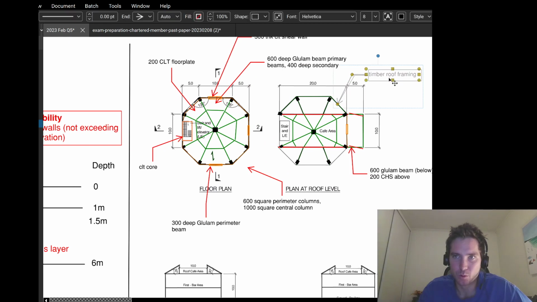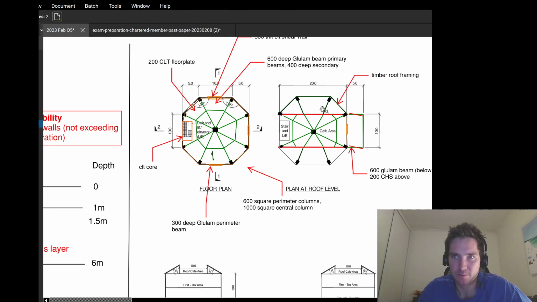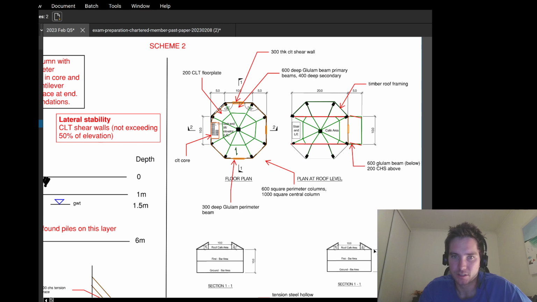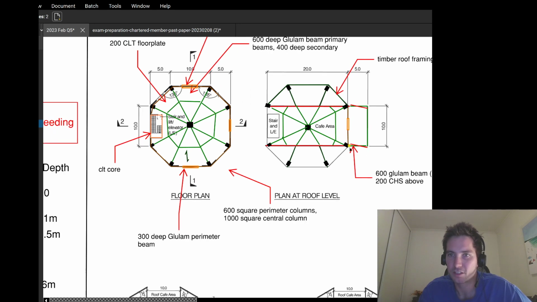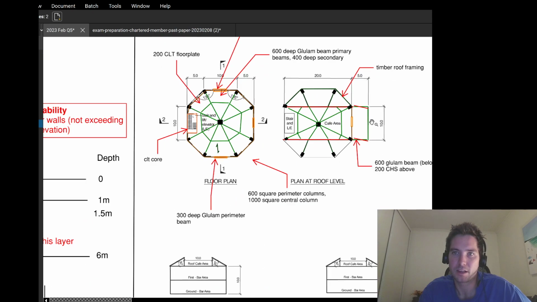Again, got a little bit lazy. I would prefer to size this, but I've just said timber roof framing for this roof that you can see in the architectural elevations. And on plan here, I'm really just showing that, yeah, we've got this timber bracing, this timber CHS sort of, yeah, picking up the end of my cantilever, and then glulam beam, 600 deep glulam beams below and on the perimeter here.